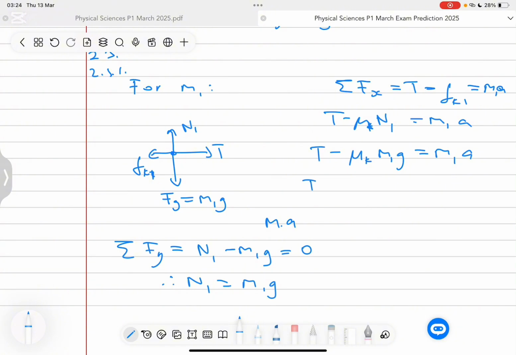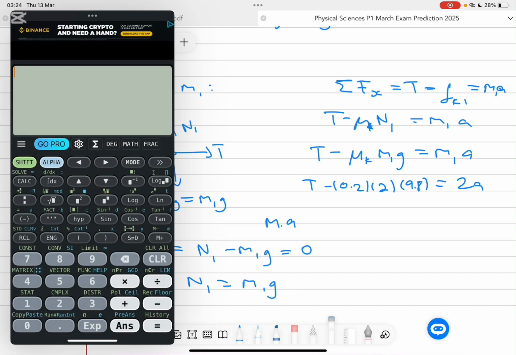Now at this stage I can substitute values that I have. For T I don't have it, but here I have 0.2. Here I have 2 kg, and we know that the acceleration due to gravity is a constant number of 9.8. You can always get this on the information sheet. When you go to the last pages of the question paper, you'll be able to get this constant g. Here we have 2A because the mass is really 2.